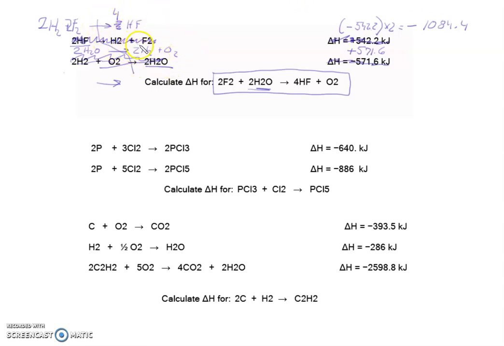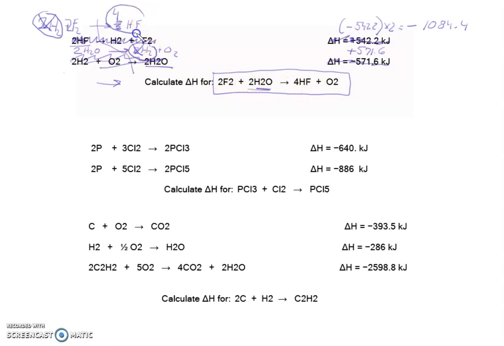So if you'll notice now, as far as if I add this, let's look and see what I have. Notice I have 2 H2s that are on the right side of my arrows. 2 H2 is on the left side. So those cancel, which is good because I don't want H2 in my final equation.